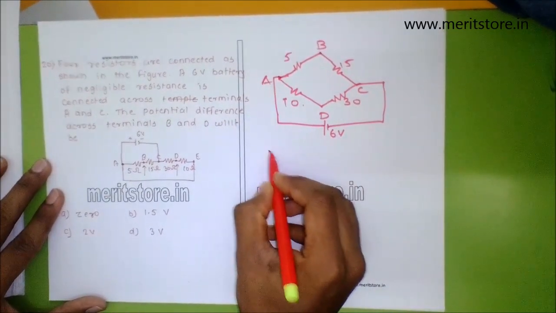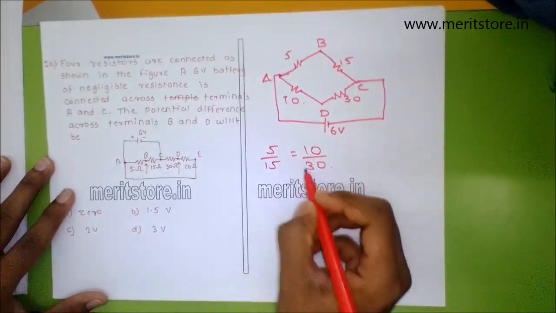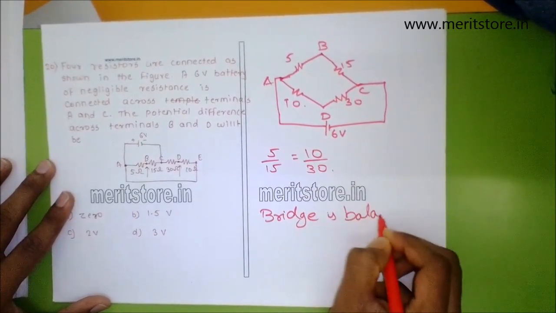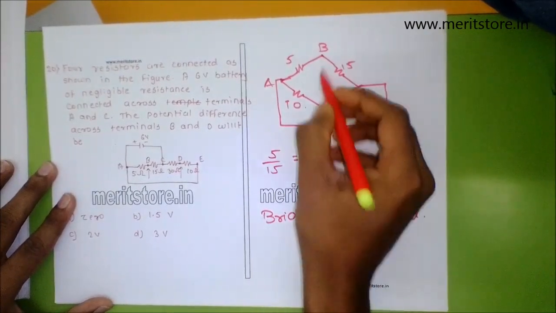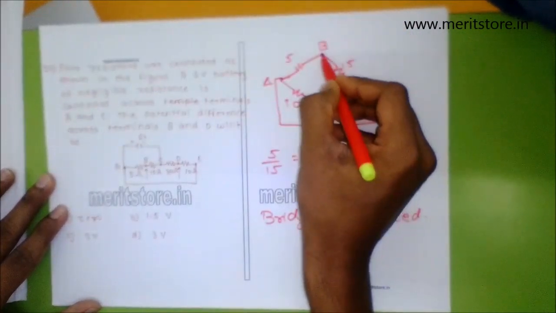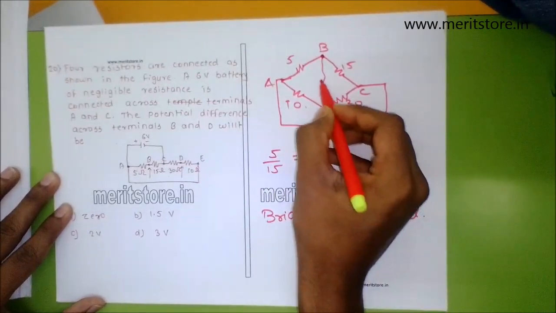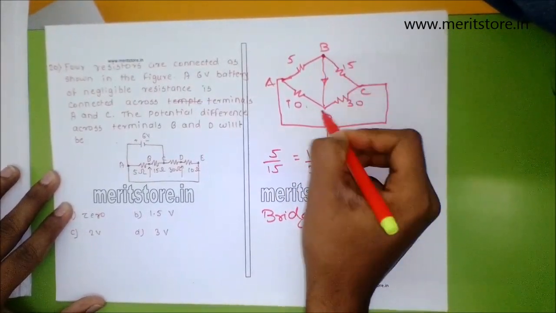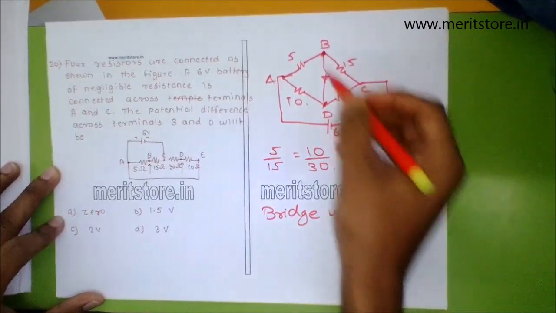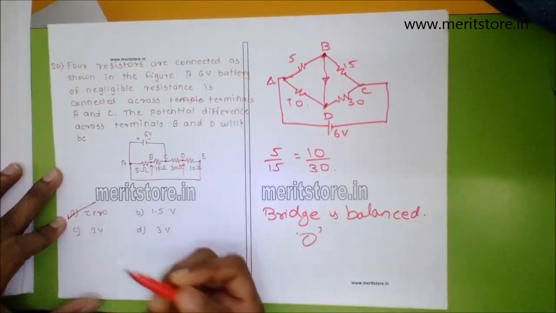Now we check for the condition. We note that 5 upon 15 is equal to 10 upon 30. Hence we find out that the bridge is balanced. Since the bridge is balanced, according to Wheatstone's condition of bridge balancing, there would be no current flowing through this arm, which means the points B and D would be equipotential. Hence the potential difference between them would be 0. Hence option A is the correct answer.